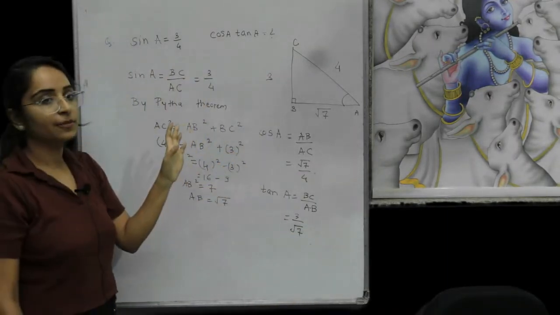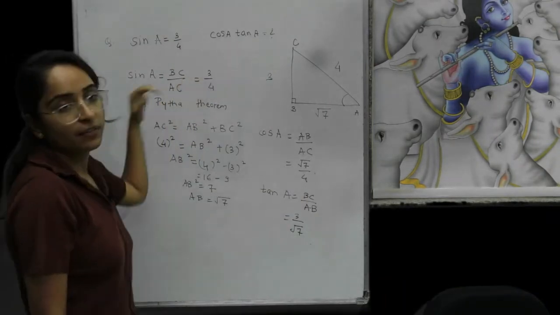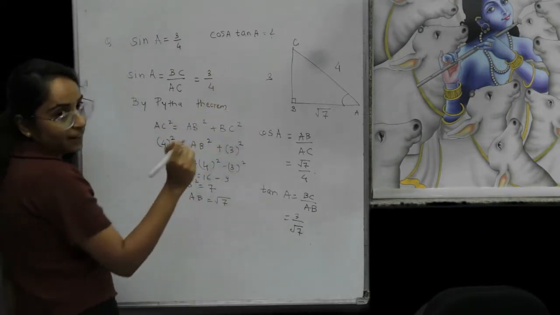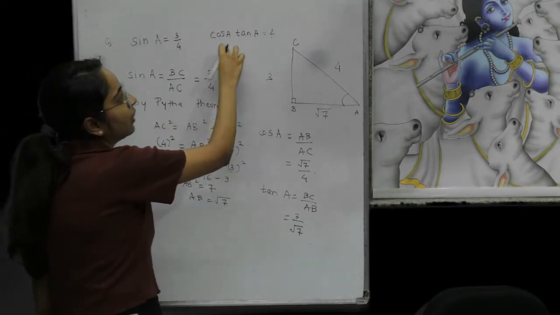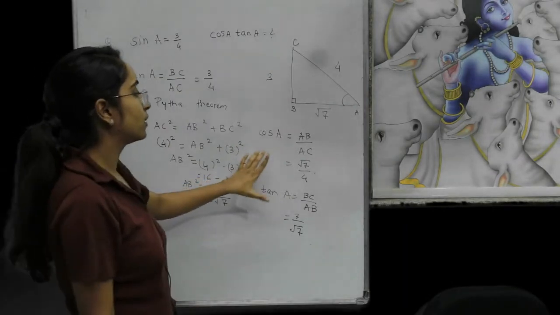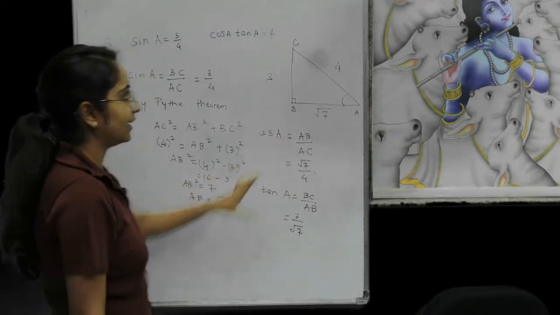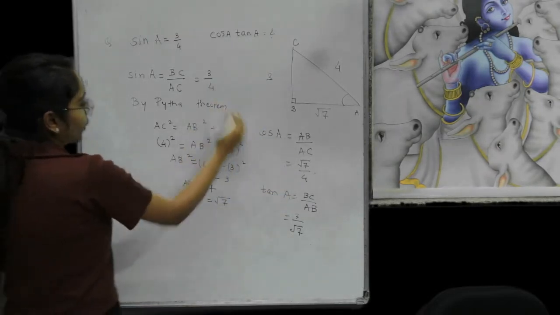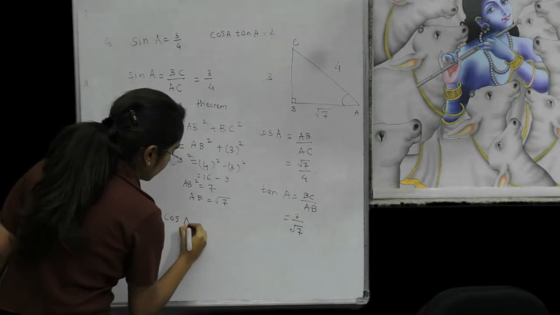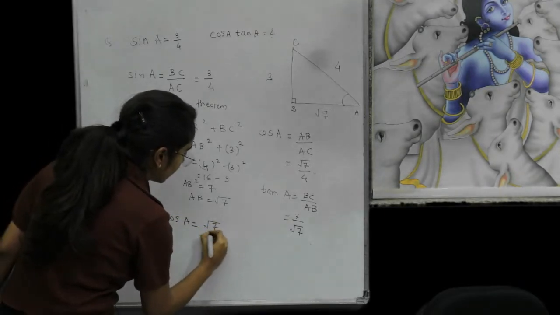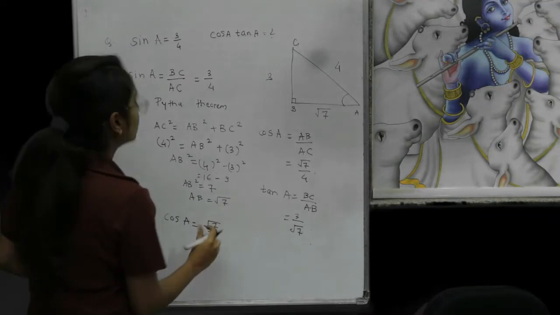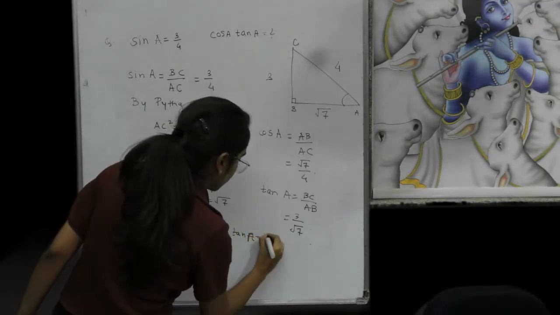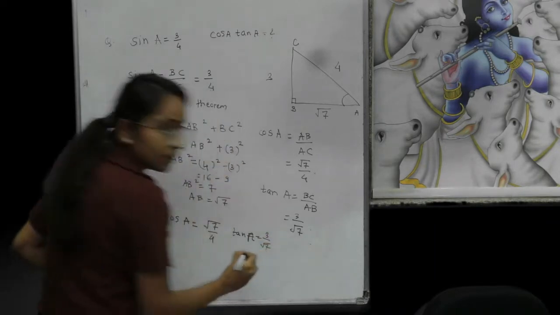So while solving all these problems, first of all we need to notice which angles we need in order to find the answer. So here we need to know the angles which are cos A and tan A. So we have found out the values of cos A and tan A separately and put those values in the equation. So now putting the value of cos A and tan A, we get cos A is equivalent to root 7 upon 4, and tan A, which is 3 upon root 7.